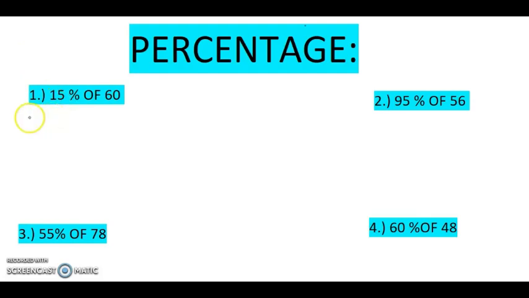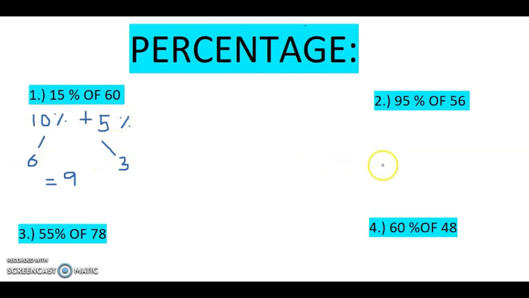15% of 60. 15% is 10% plus 5%. 10% of 60 is 6. 5% of 60 is 3. Therefore, 15% of 60 is 9. 5% is half of 10%, and 3 is half of 6.